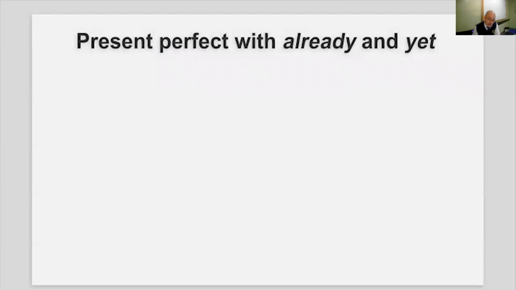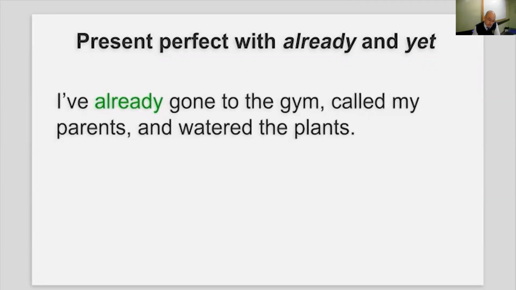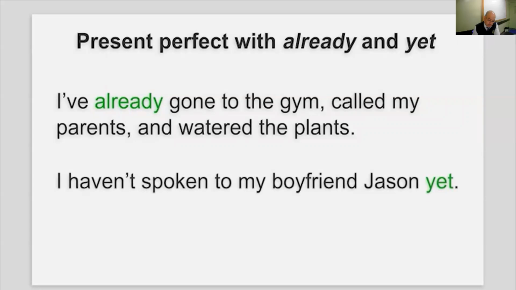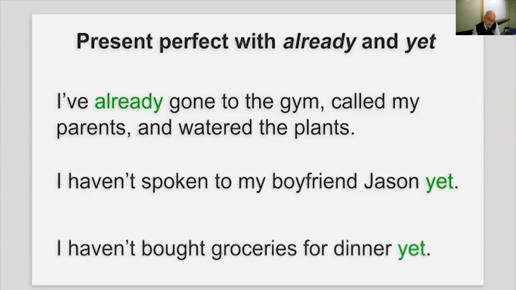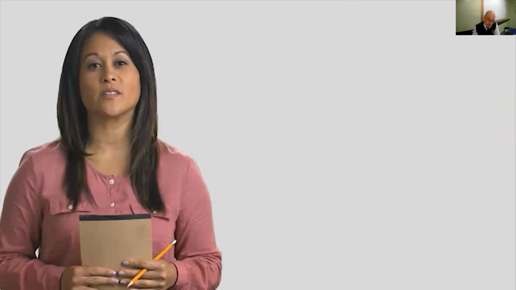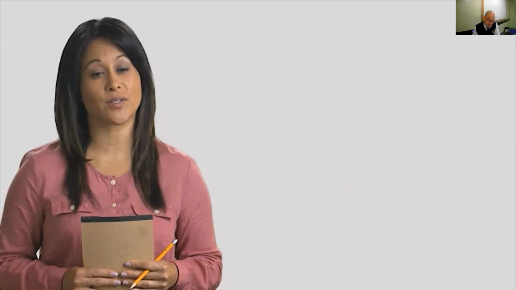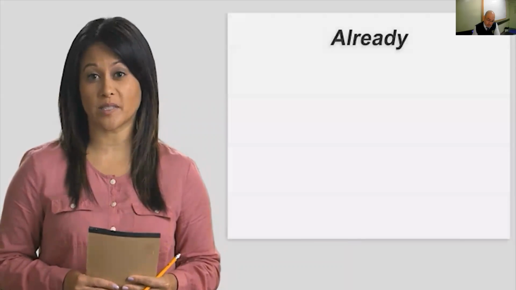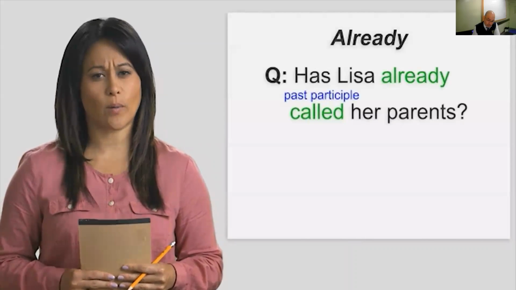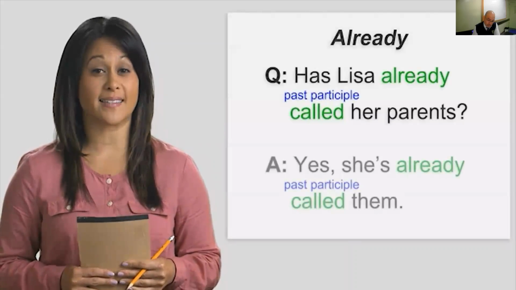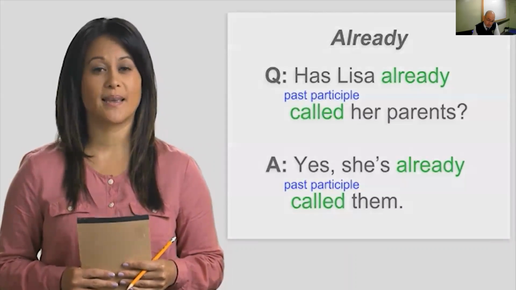We often use already and yet with the present perfect. I've already gone to the gym, called my parents, and watered the plant. I haven't spoken to my boyfriend Jason yet, and I haven't bought groceries for dinner yet. Already means something happened before now, or before this time. We use it in questions and in affirmative answers. It comes before the past participle. Has Lisa already called her parents? Yes, she's already called them.